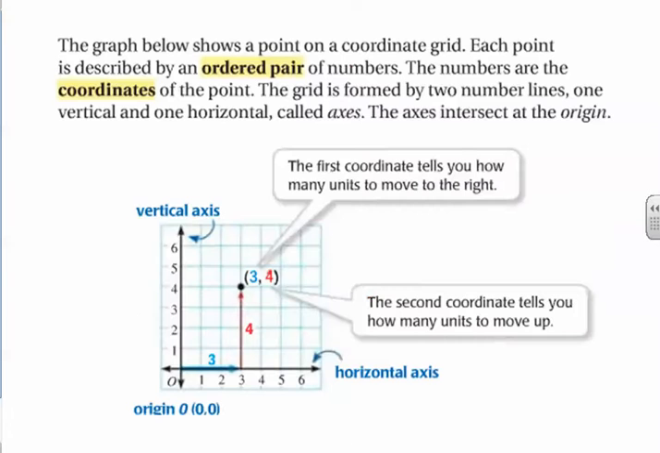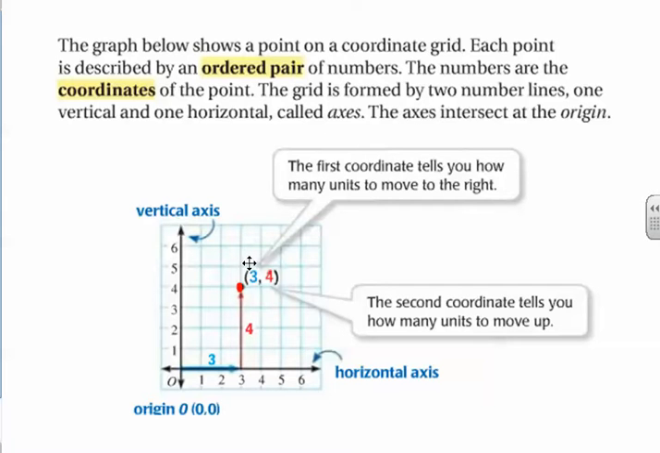All right, so let's look at this. I'm just going to read this to you. The graph below shows a point on the coordinate grid. So here's my point on the coordinate grid. Each point is described by an ordered pair. An ordered pair is 2 coordinates. The numbers are coordinates of the point. The grids are formed by 2 number lines, one vertical, one horizontal, called the axes. That's what we just talked about.